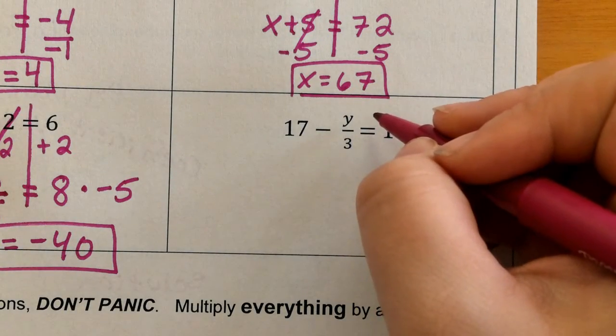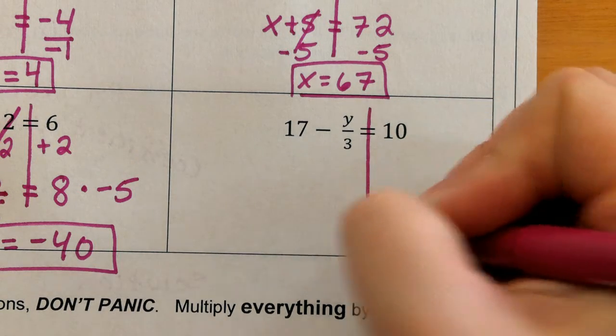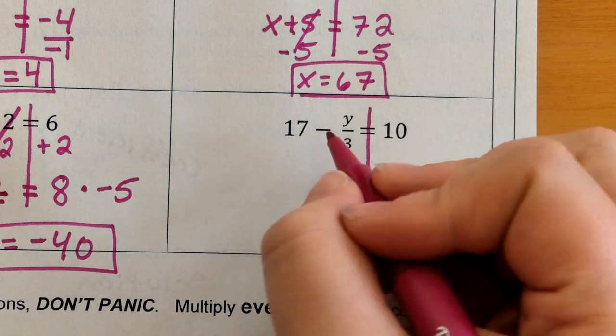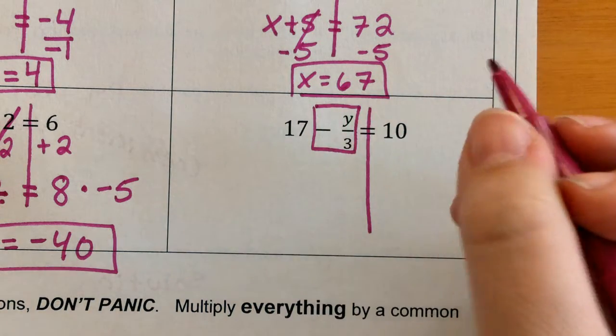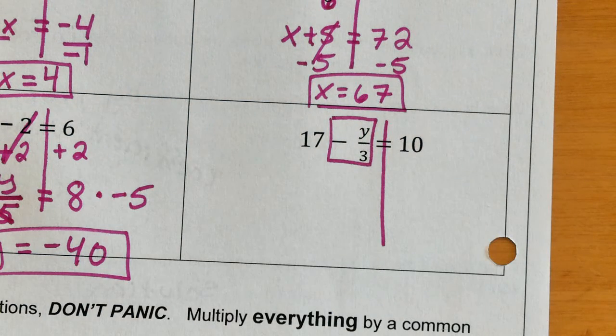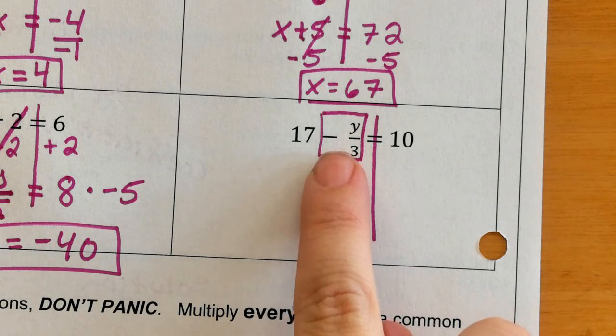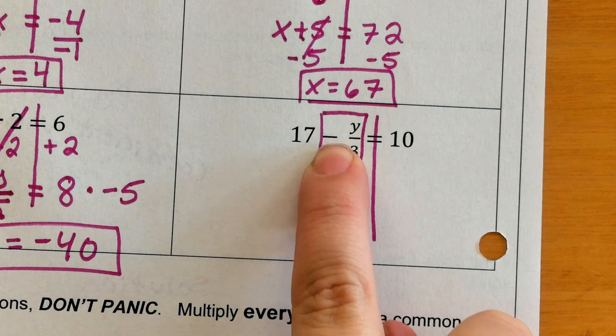Last example in this section. What we're going to do, just like before, we're going to put a box around our variable and what's closest to it, that coefficient. But it's also really important that we put in that minus or that negative sign as well.